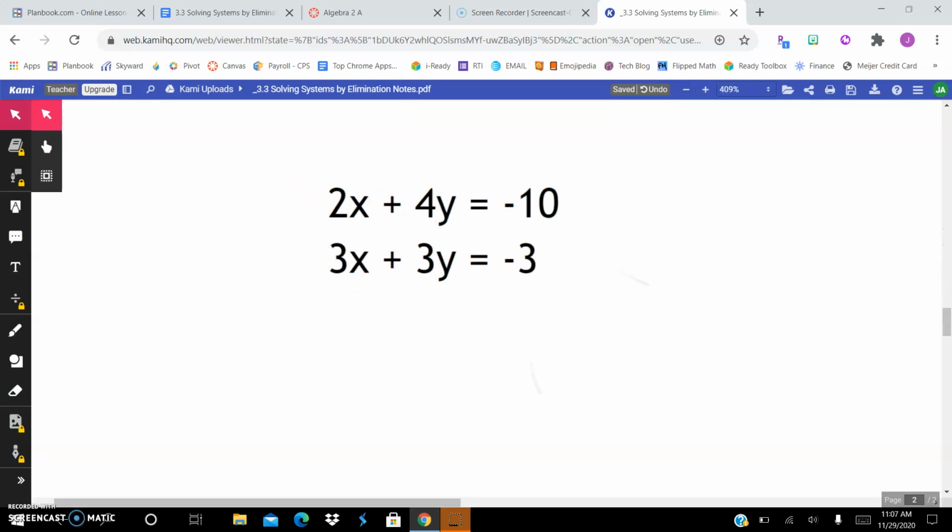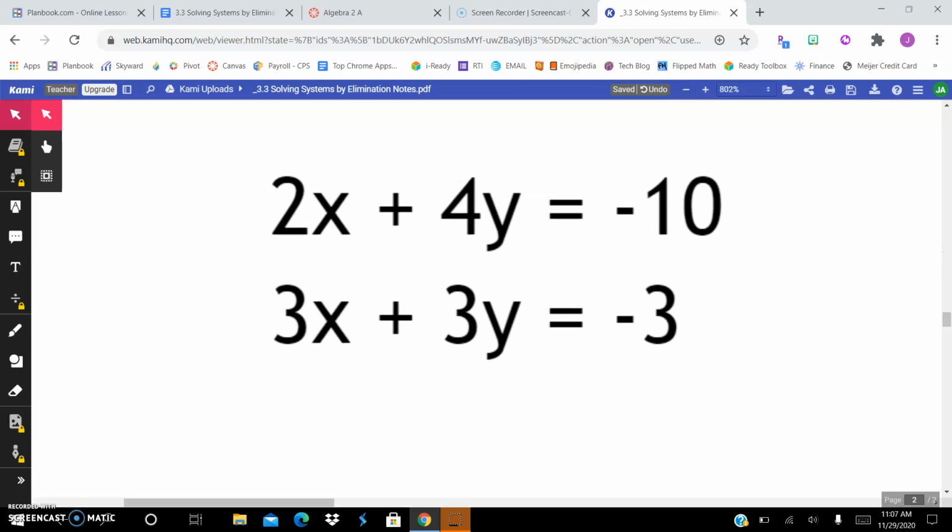And for our last one, everything has coefficients, but none of them are friendly. We can't just change a sign or multiply one of the equations. We have to look at what we are working with here as far as coefficients, and what I suggest is picking the one that would make the smaller number. So we have a 2 and a 3 for our x coefficients. So something that 2 goes into, that 3 goes into as well, would be 6. So I would have to make both of those coefficients 6, one negative and one positive.